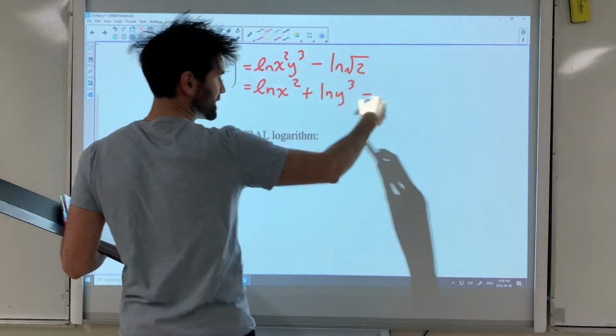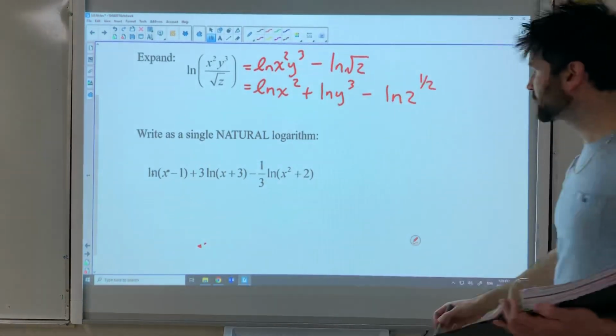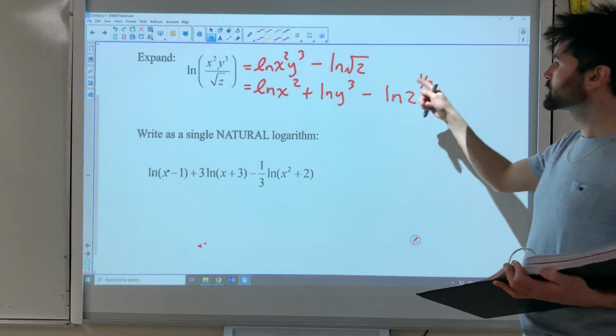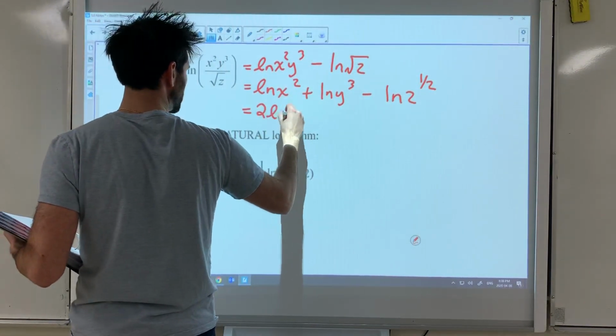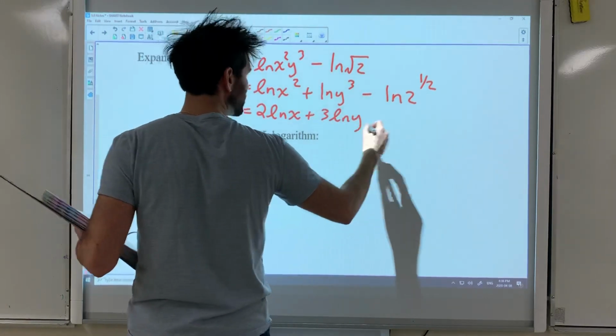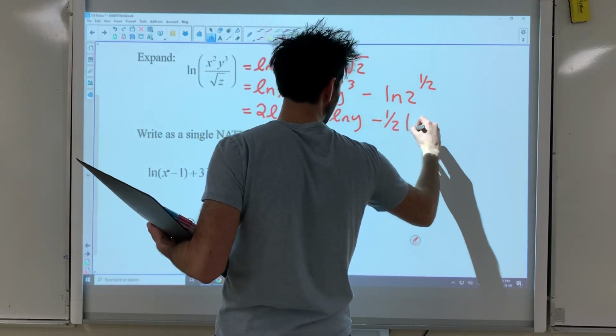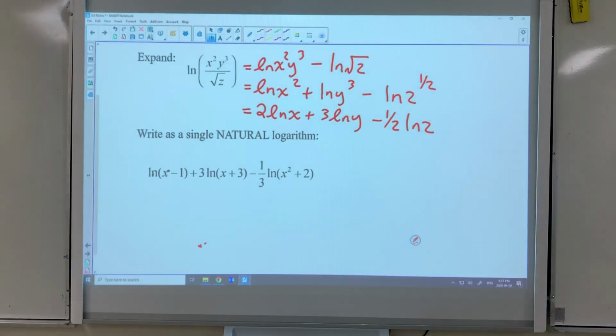The square root of z can be written as a fractional exponent, so you can write it as z to the 1/2. Then what? We can use the power law to bring those all down. So this would be 2 ln x plus 3 ln y, subtract 1/2 ln z, and you're done. You've expanded it out.